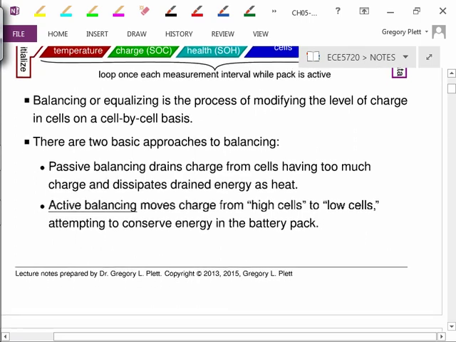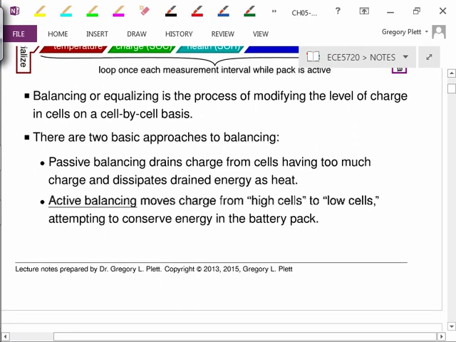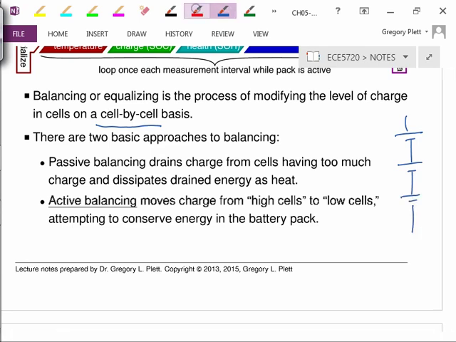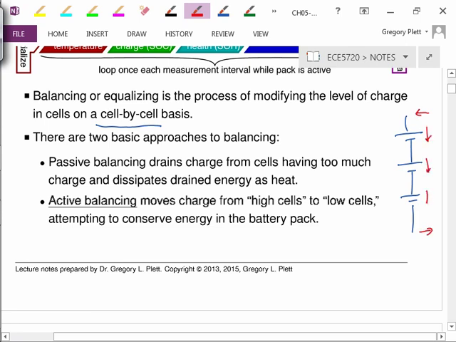Balancing, what is it, you might ask? Well, balancing a battery pack or equalizing a battery pack is the process of modifying the level of charge in the cells of a battery pack on a cell-by-cell basis. And so understand that if I have a series connected battery pack, whatever current goes through the pack, exactly that current goes through every one of the cells because of Kirchhoff's current law.